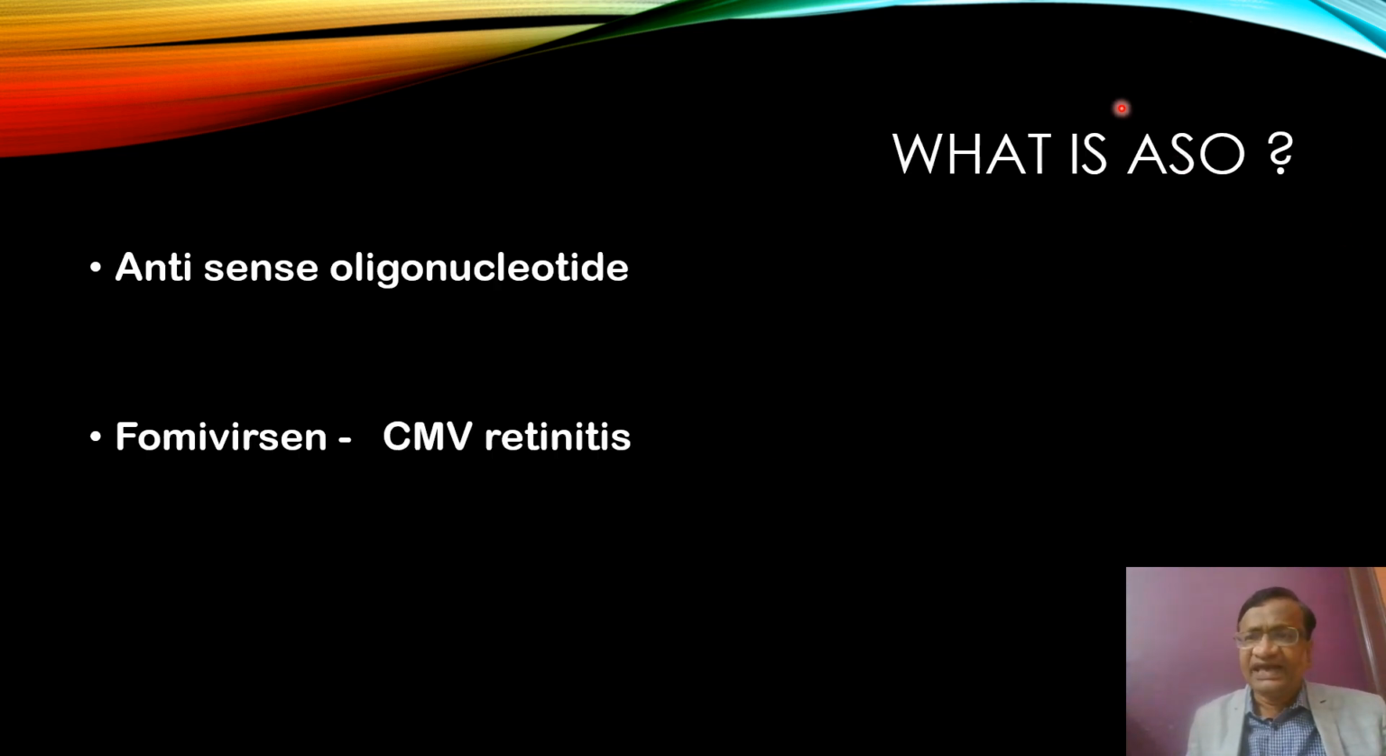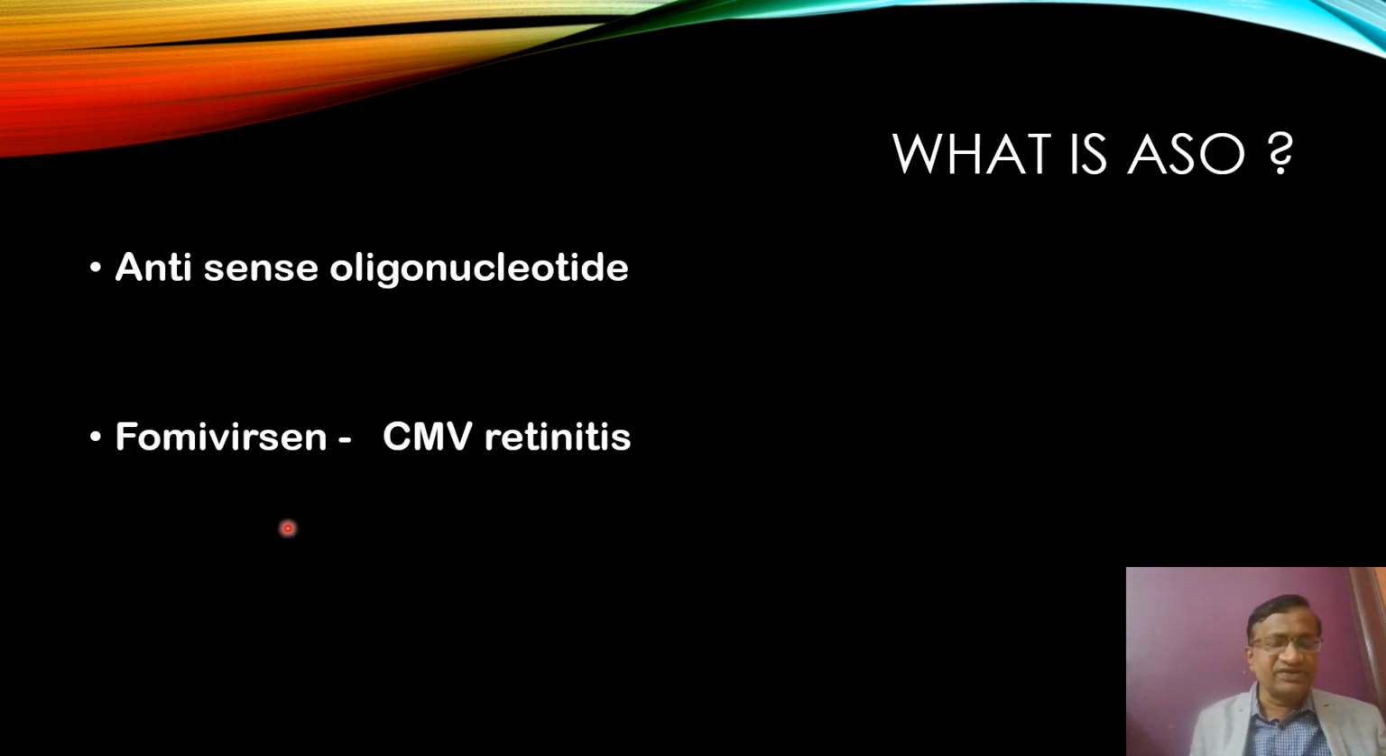Now there is something called ASO. We know ASO. This is antisense oligonucleotide. Now we have CMV retinitis, cytomegalovirus retinitis. We are not going to kill the virus. This retinitis is causing inflammation and problem. Now you use this fomivirsen. What happens is it causes a change in the genomic sequencing so that the retinitis is decreased. That is what is called antisense oligonucleotide.